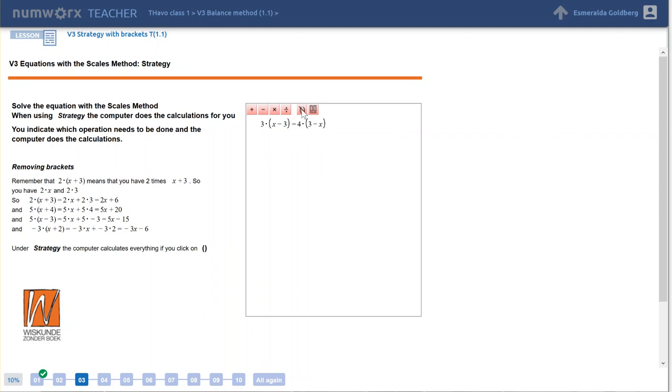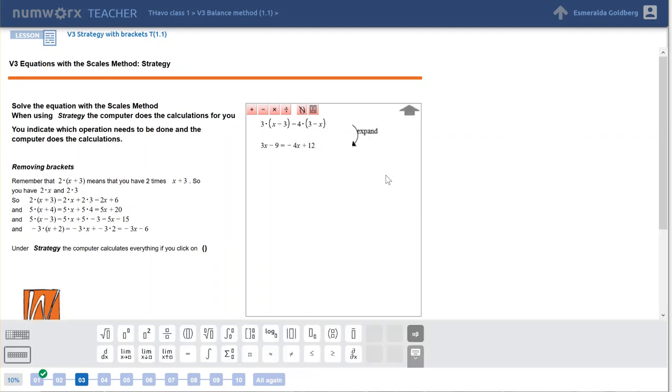So we press this button again and the computer will remove the brackets for us. And indeed we get 3x minus 9 on the left-hand side and 4x plus 12 on the right-hand side. Please note that they changed up the order. Originally I said 4 times 3 becomes 12 and 4 times minus x is minus 4x. But they reversed the order here. They put the x's first and the regular numbers behind it, which is all fine.